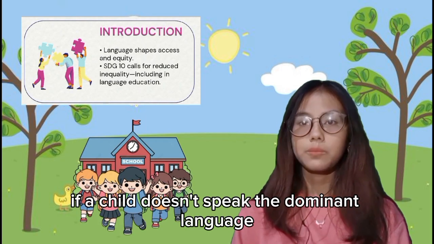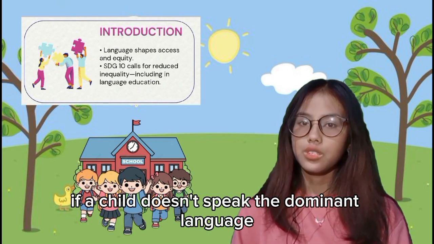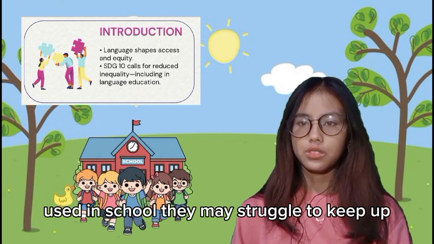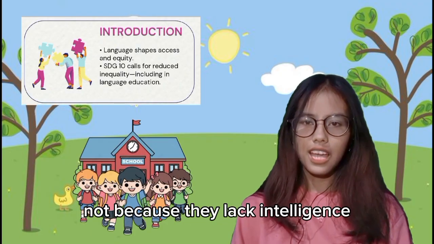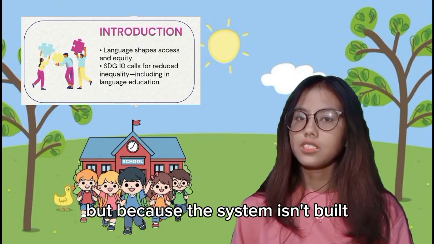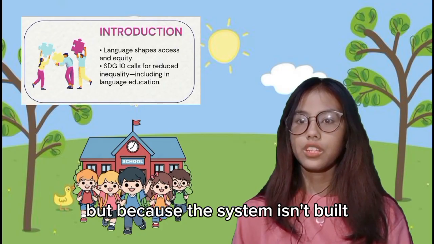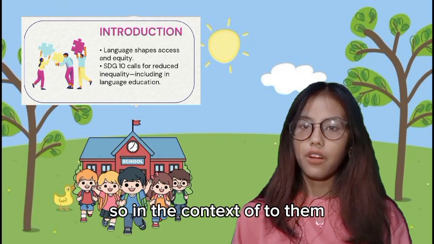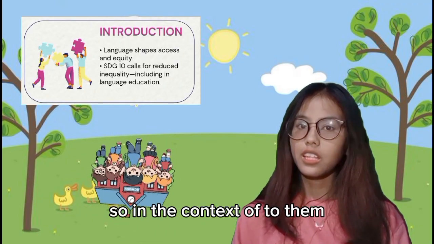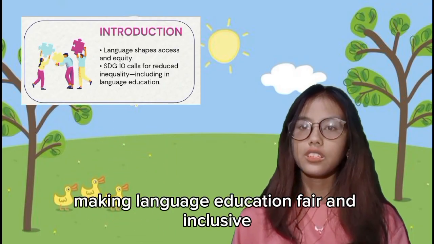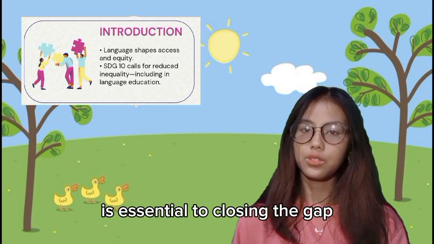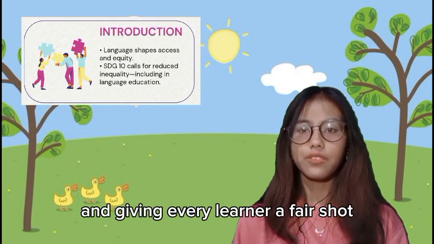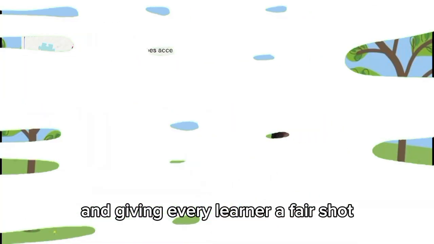If a child doesn't speak the dominant language used in school, they may struggle to keep up, not because they lack intelligence, but because the system isn't built for their linguistic background. So, in the context of SDG 10, making language education fair and inclusive is essential to closing the gap and giving every learner a fair shot.